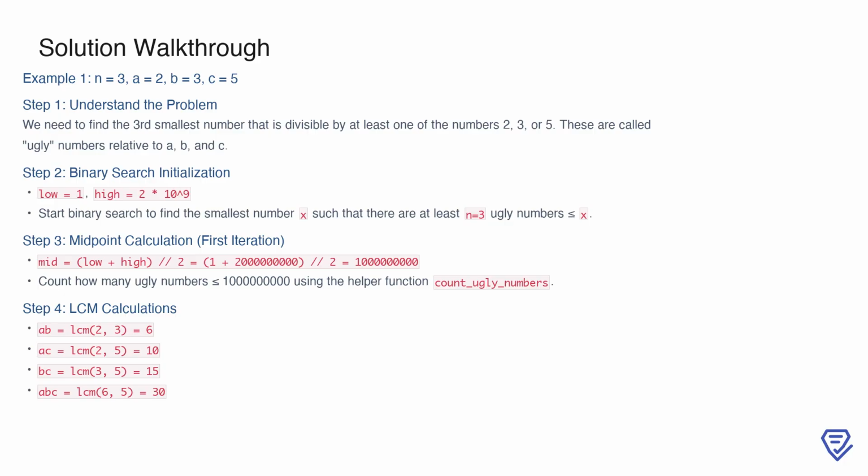The idea is to narrow down this range until we pinpoint the smallest number x such that the count of ugly numbers less than or equal to x is at least n. In the first iteration, we calculate the midpoint, mid, as the average of low and high. Here, mid equals 1 billion. To determine how many ugly numbers are less than or equal to this midpoint, we use the helper function count_ugly_numbers. For this, we need to compute the least common multiples, LCMs, of the pairs and triplets of A, B, and C. Specifically, the LCM of 2 and 3 is 6, of 2 and 5 is 10, of 3 and 5 is 15, and of all three numbers is 30. These calculations will help us count the overlapping multiples accurately.